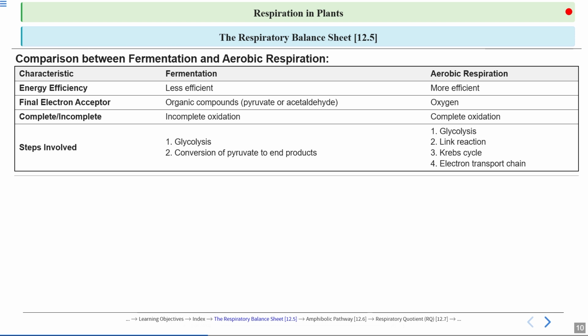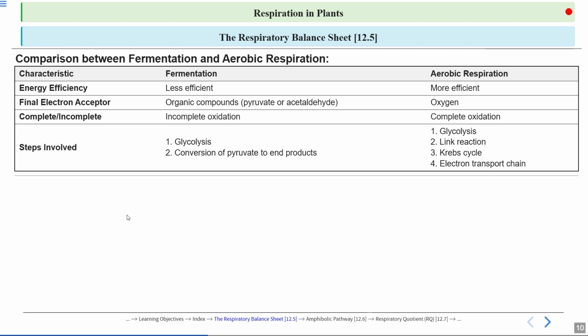If we talk about the steps involved, we have already seen that in fermentation, the first step is glycolysis, and the second step is conversion of the end product of glycolysis, that is pyruvate, to its end product, either lactic acid or ethanol and carbon dioxide, depending upon whether it is lactic acid fermentation or alcoholic fermentation respectively.